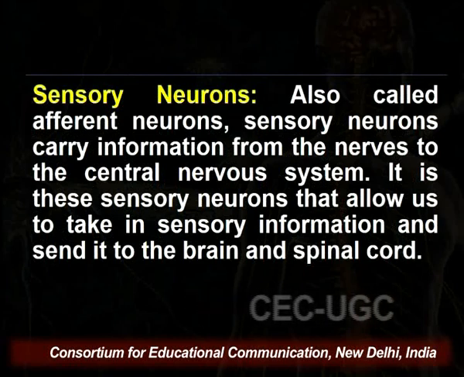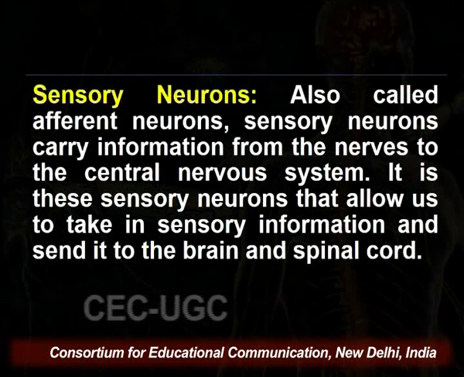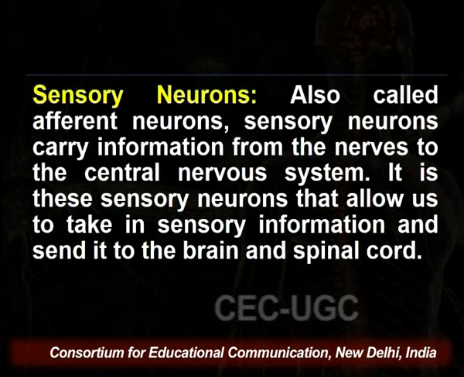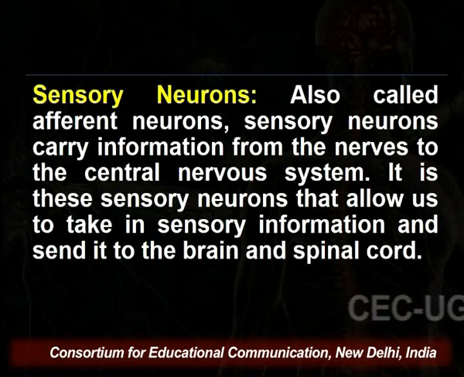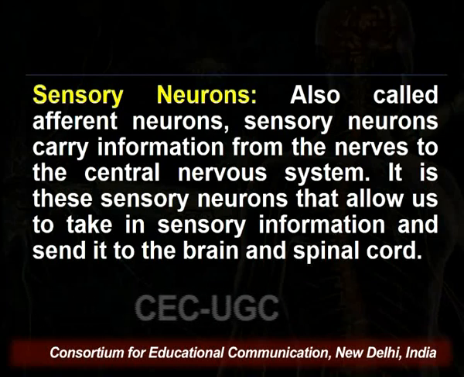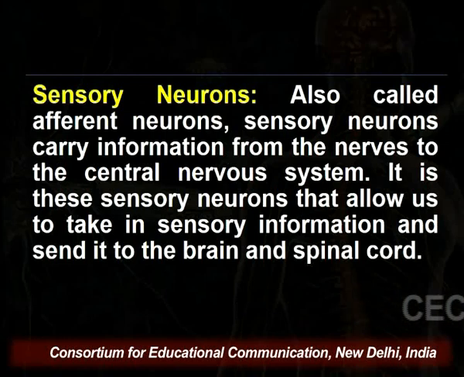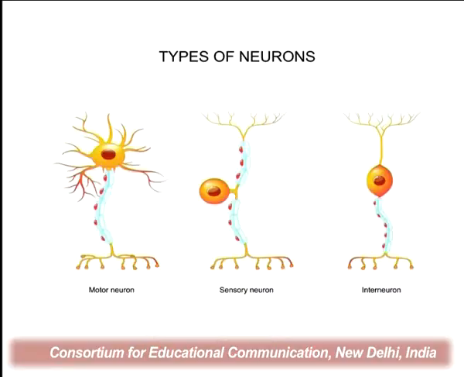Now, sensory neurons, also called afferent neurons. These are the receptor ones. So sensory neurons carry information from the nerves to the central nervous system. It is these sensory neurons that allow us to take in sensory information and send it to the brain and spinal cord.